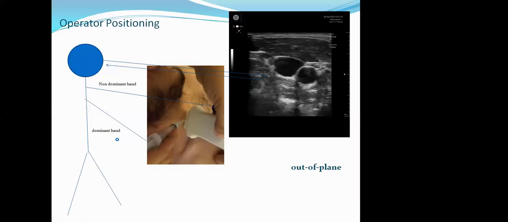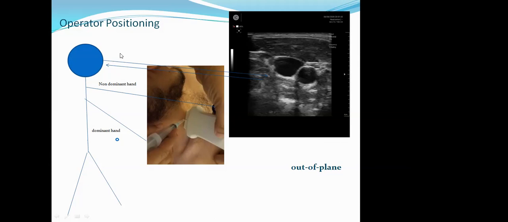Now in this cartoon, I showed you the position of the operator. The patient is lying over here, and the operator usually stands along the head of the patient. You see the non-dominant hand is holding the probe, and the dominant hand is holding the syringe with which you puncture the vein. And the site of the monitor is such that you can see the screen very clearly.